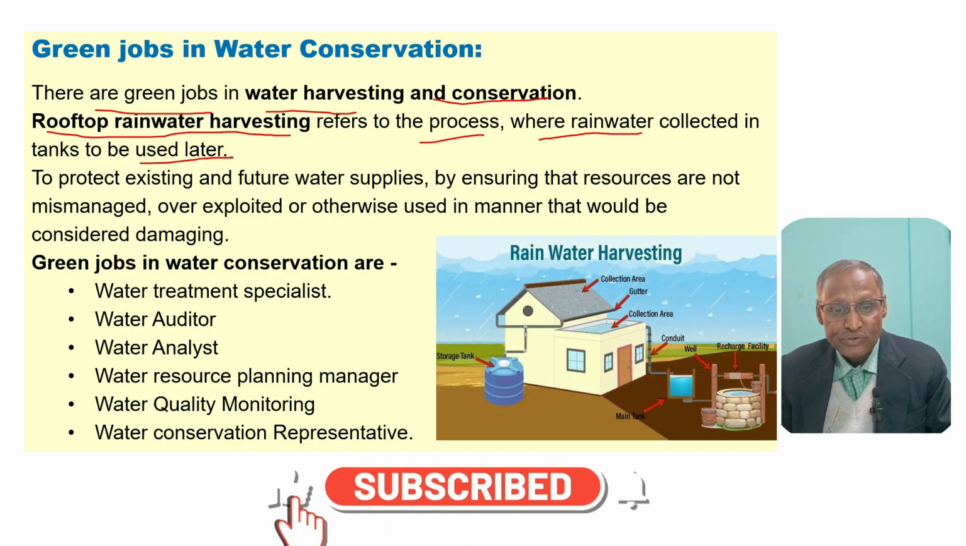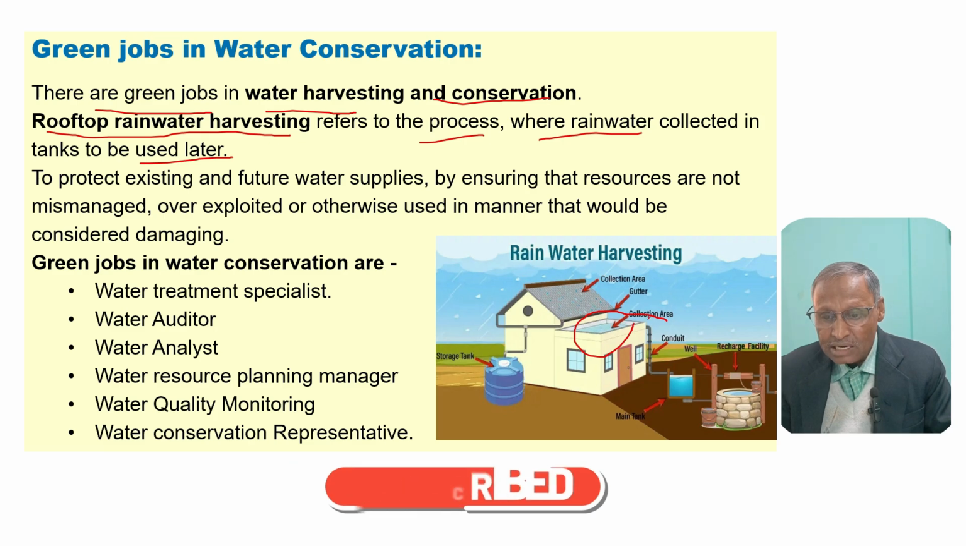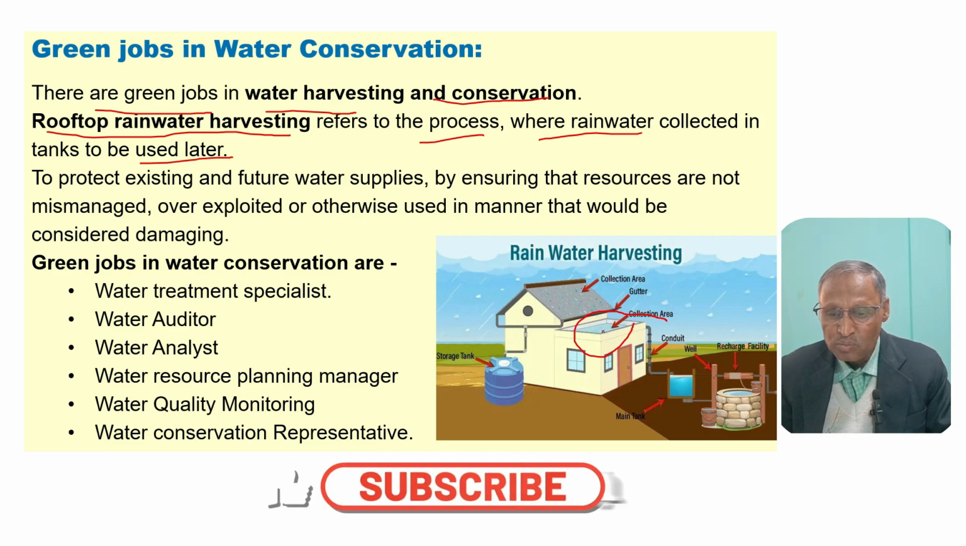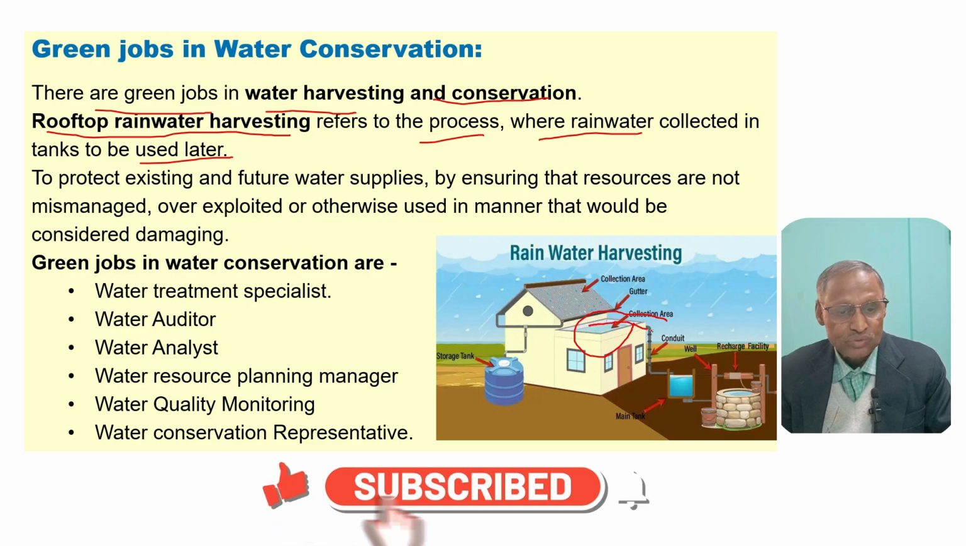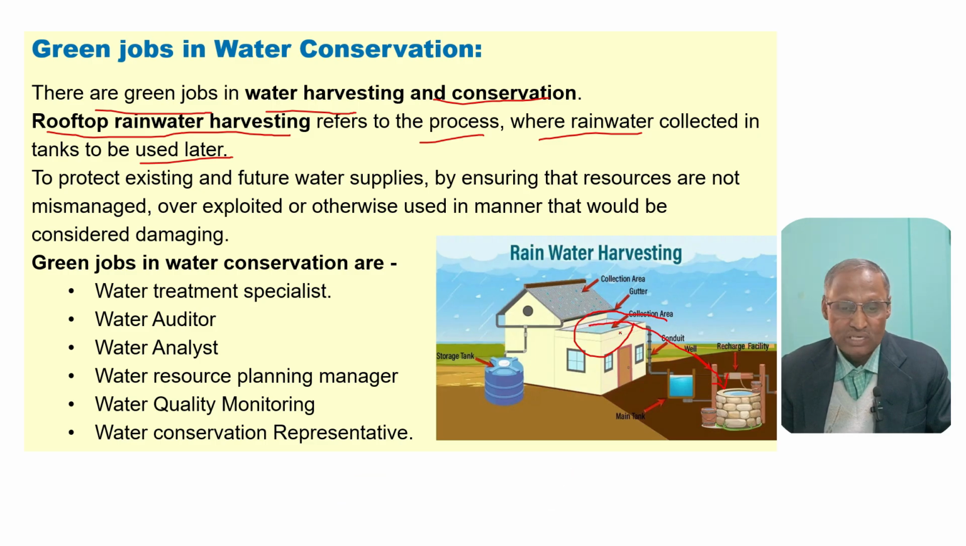So nowadays a green house, a home, is called a green building. There they make a tank on top of the roof. The rainwater there is first stored, and later we use it for different purposes. So this is known as rainwater harvesting. That is the first collection and storage of water in a tank on the roof and then used for different household work. The green jobs in water conservation are water treatment specialist, water auditor.